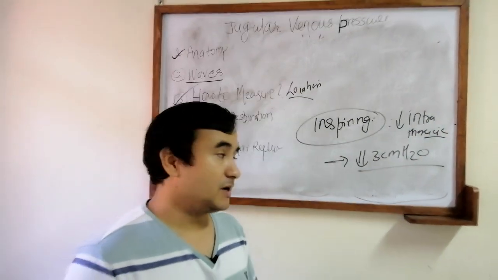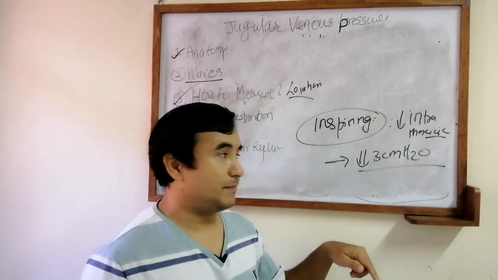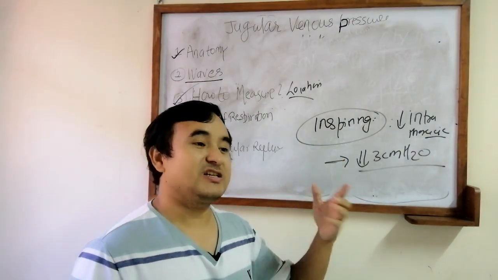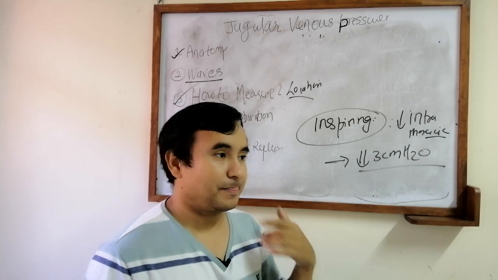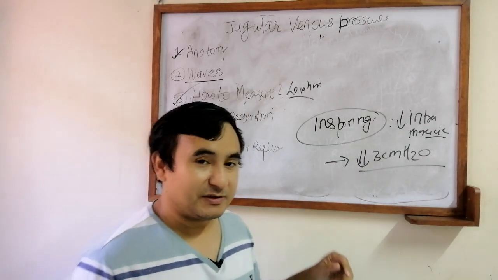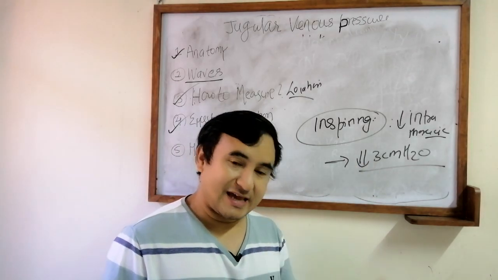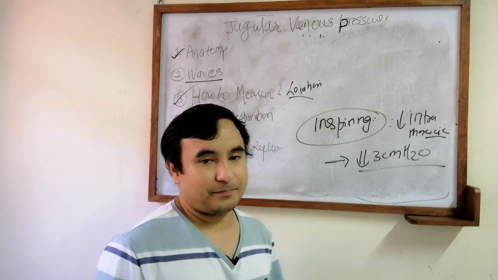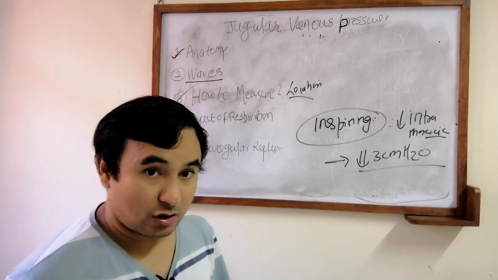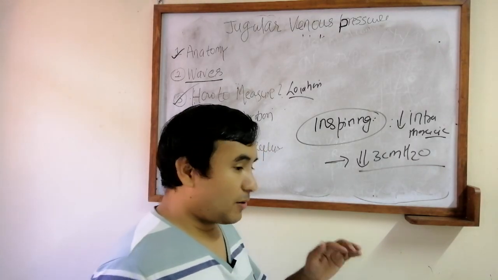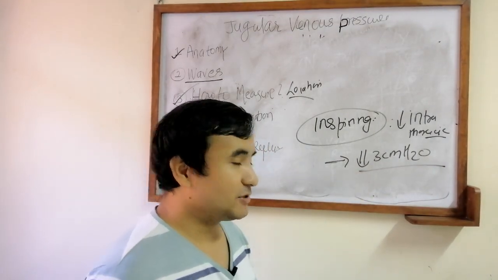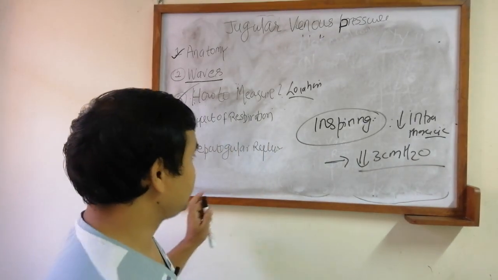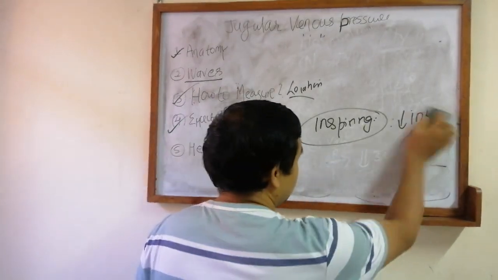But there are some conditions where there is no fall in JVP. Instead, there is a rise in JVP during inspiration. We are inspiring, but there is a rise in JVP, or there is no fall by 3 cm. That sign is called the Kussmaul sign, and classically you will get this type of sign in a patient with constrictive pericarditis. So normally there should be a fall by more than 3 cm when you are inspiring. Okay, this is the normal physiology of the JVP.